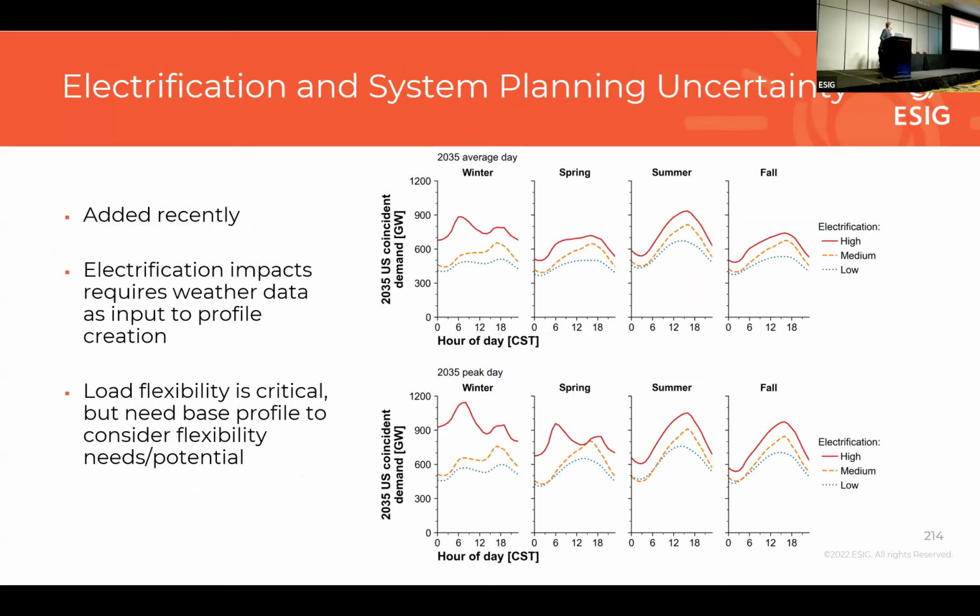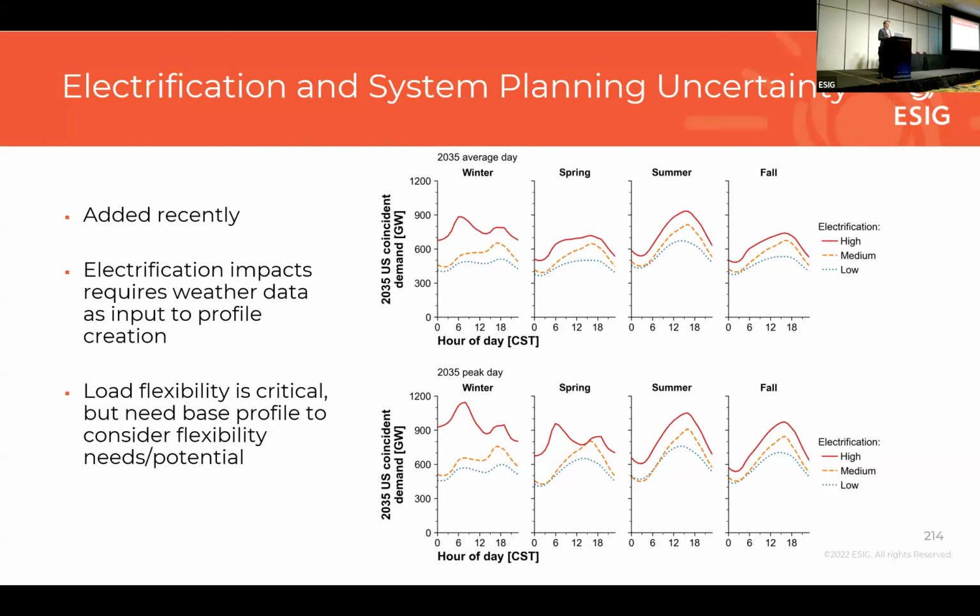The fact that electrification of many different end uses, from transportation to home heating and cooling, or building heating and cooling, data center growth, of course. These are things that we don't really have historical profiles to look back at and say, hey, we can just use this and scale it appropriately, because they change the profiles, which is what this plot here is showing.